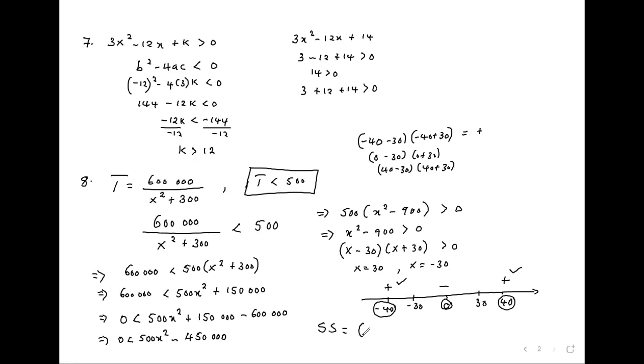So we'll say x ranges from -infinity all the way up to -30, not including -30, union starting from 30 going to +infinity, unless there are questions.